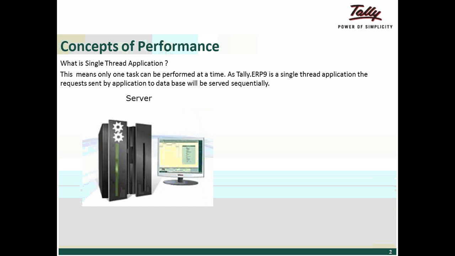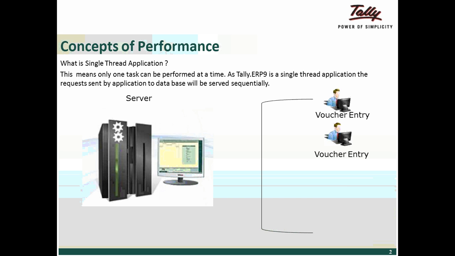Like, for example, this is a server machine wherein all the users of Tally are passing voucher entry. That means to say it will be accepted sequentially, like one by one, it will accept.